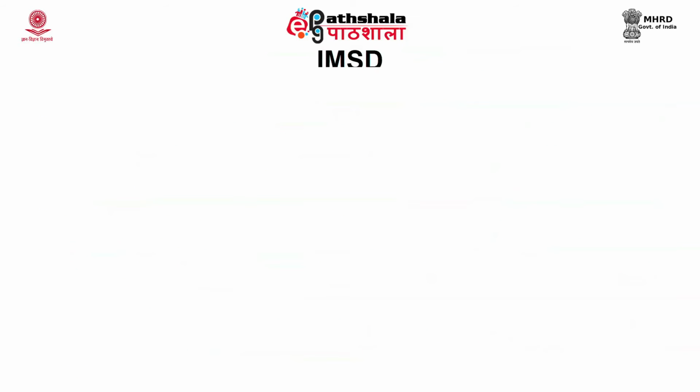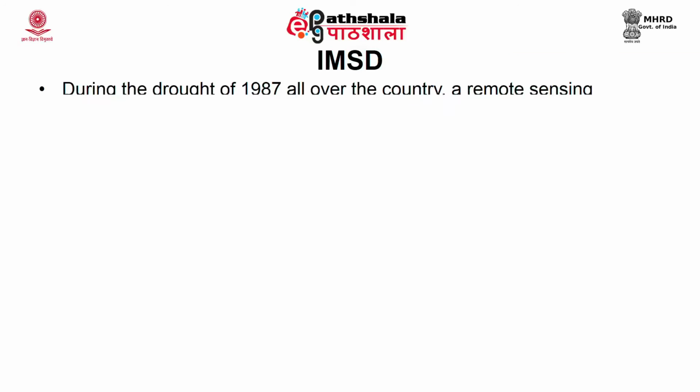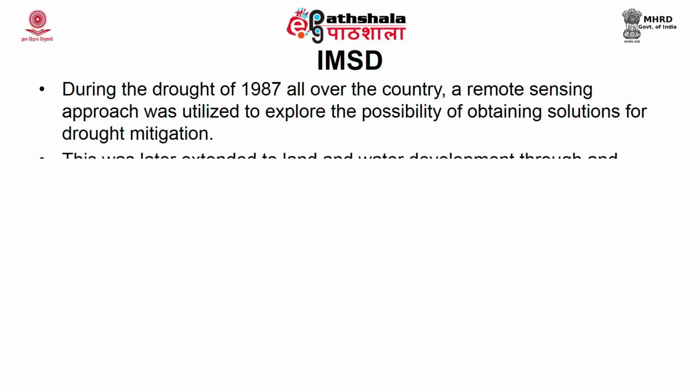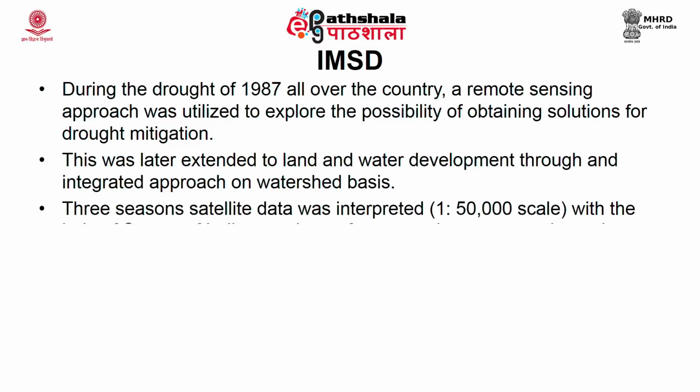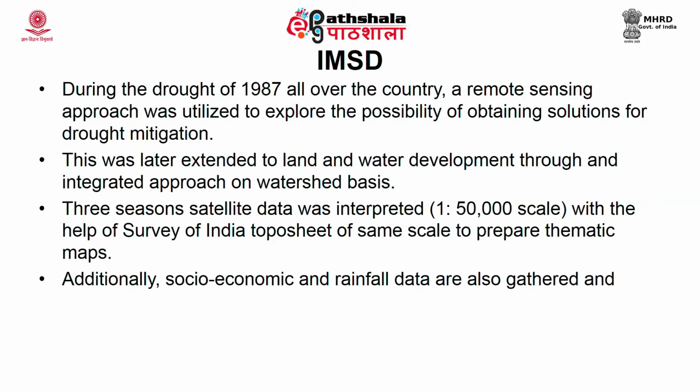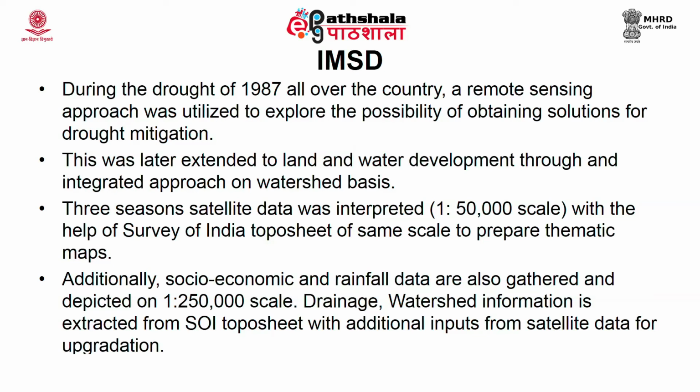management. So, under this program of IMSD, during the drought of 1987, all over the country, a remote sensing approach was utilized to explore the possibility of obtaining solutions for drought mitigations. After satisfactory results, this scheme was later extended to land and water development through integrated approach on watershed basis. In this method, 3-season satellite data was interpreted on a scale of 1:50,000 with the help of Survey of India topo sheets to prepare thematic maps.